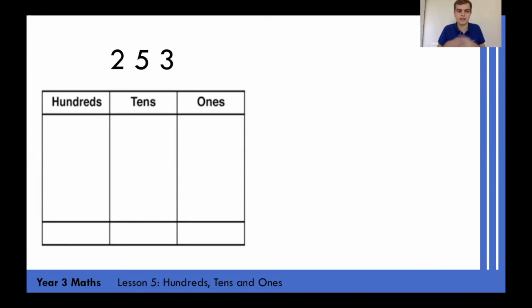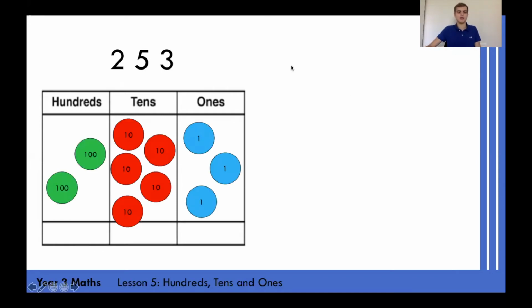Well done, fantastic. Let's have a go at doing this together then. So I'm going to have a look at my number, and I know 253 has got 2 hundreds, 5 tens, and 3 ones. So here's my number. There we go. I've got 2 hundreds, 5 tens, and 3 ones. Excellent, well done. Let's have a go at another number then.